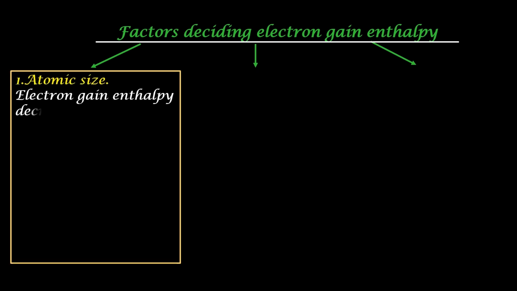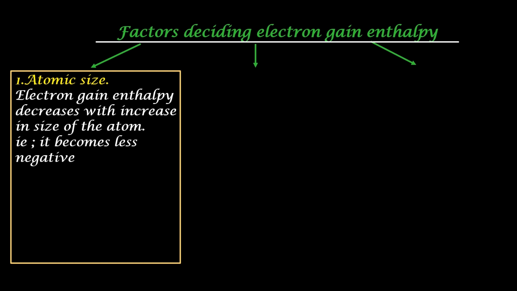Electron gain enthalpy decreases with increase in size of the atom. That is, the value becomes less negative. So in terms of electron affinity, the electron affinity decreases. The negative sign of electron gain enthalpy suggests that it is an exothermic process.